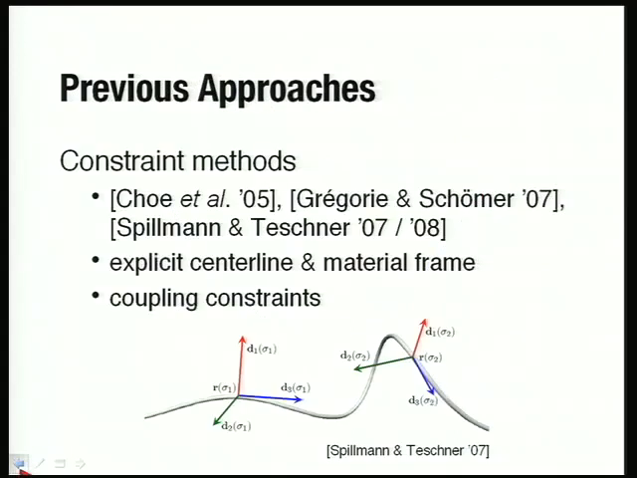So one type of approach that achieves this, having an explicit center line, is constraint methods, where we represent both the center line explicitly and the material frame explicitly, such as with quaternions, for example. And then we couple these two together to enforce the fact that the material frame has to be adapted to the center line. That is, its third vector has to lie along the tangent. That's enforced with a constraint.